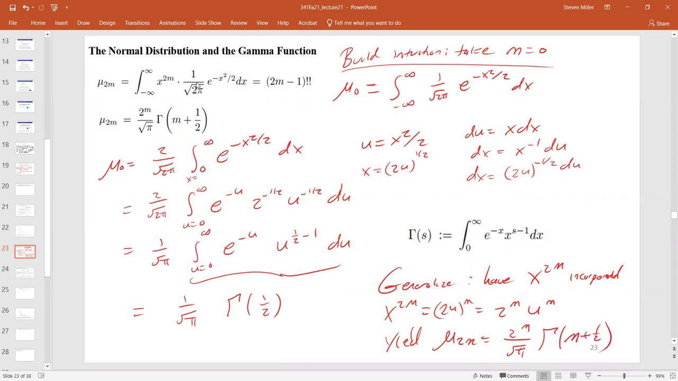The proof is really not that much worse if you have a 2mth moment instead of just the 0th moment. It's nice to do the 0th moment first, build intuition. Okay, a lot of material. Any questions?